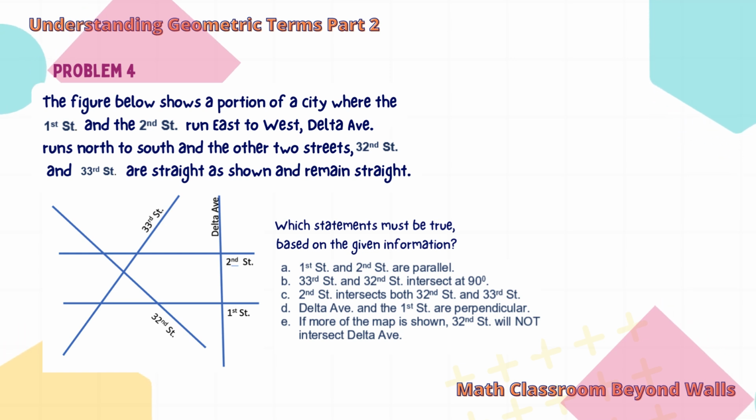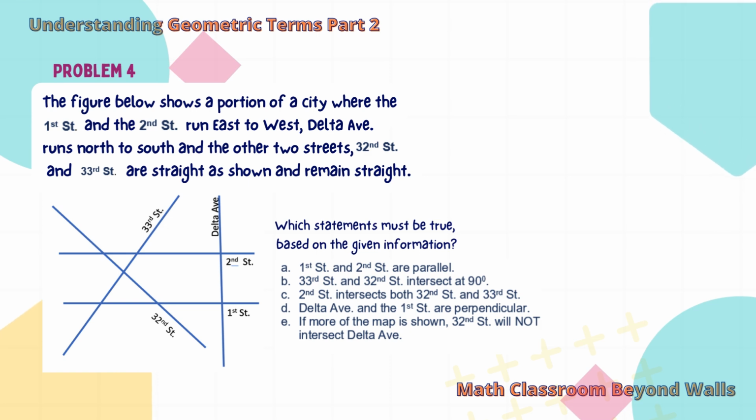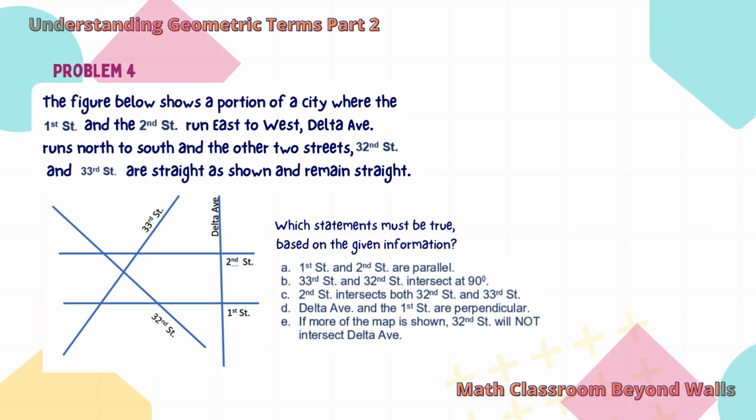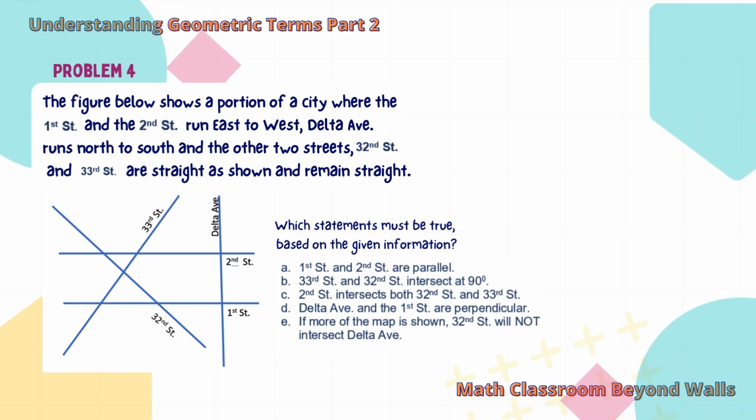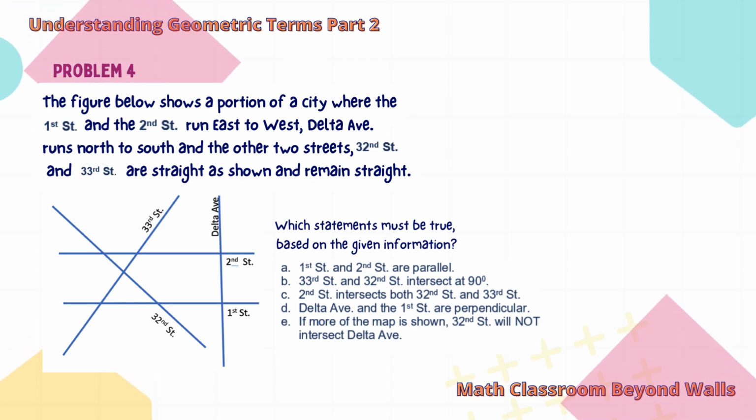A. First Street and Second Street are parallel. B. 33rd Street and 32nd Street intersect at 90-degree angle. C. 2nd Street intersects both 32nd Street and 33rd Street. D. Delta Avenue and the First Street are perpendicular. E. If more of the map is shown, 32nd Street will not intersect Delta Avenue.